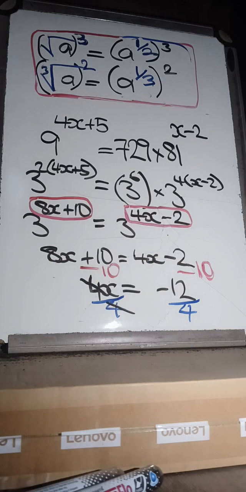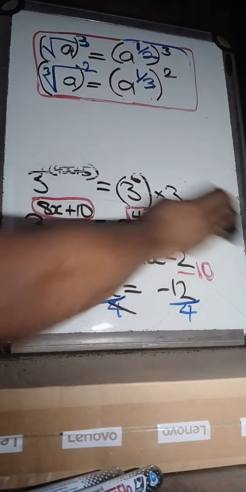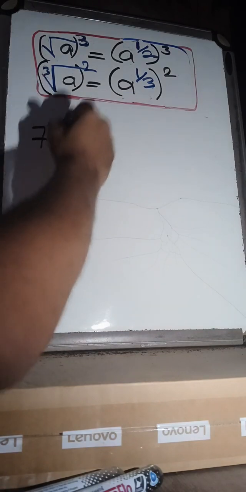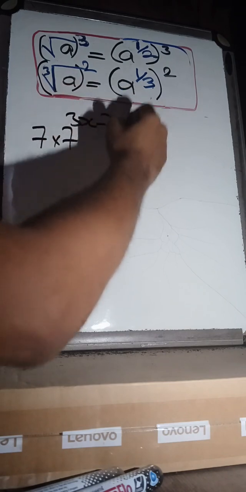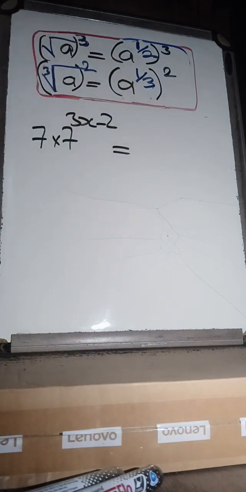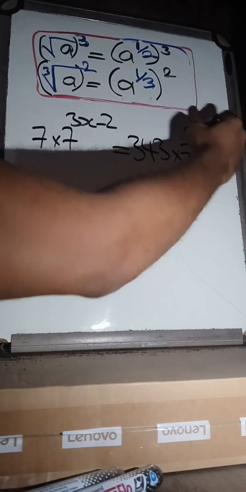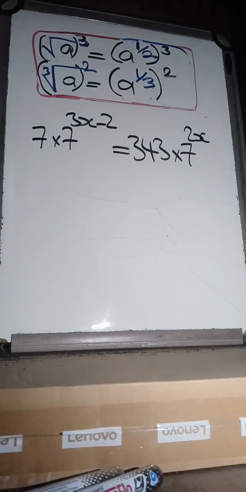Yeah, so let me see if I can find another one. Alright, this one is similar, so I'm going to write it and see if I can make my way to that answer. But this is based on powers related to the number 7, right? So let me go now. 7 times 7 to the 3x minus 2. And then we have 343 times 7 raised to the 2x.